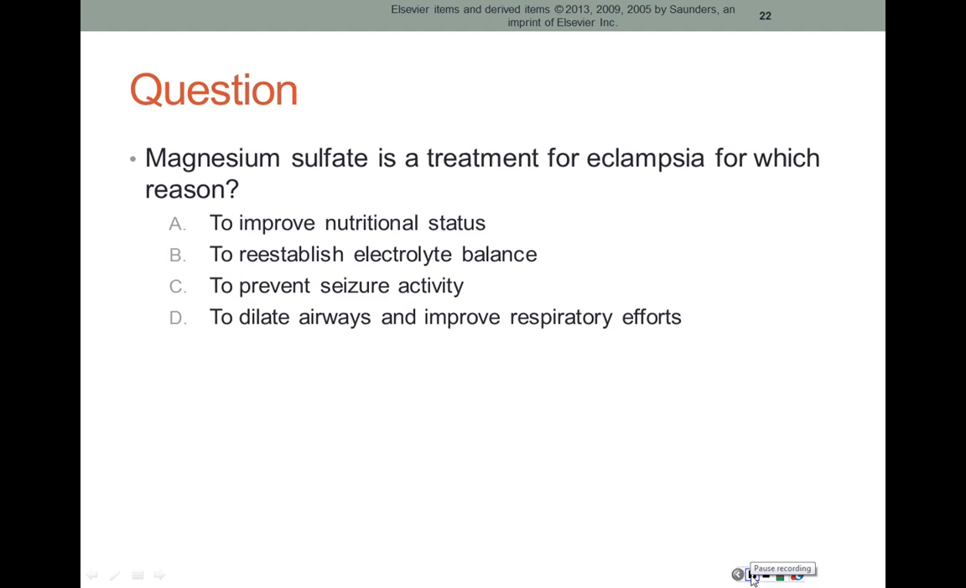Alright, so a question. Magnesium sulfate is a treatment for eclampsia for what reason? To improve nutritional status, to reestablish electrolyte balance, to prevent seizure activity, or to dilate airways and improve respiratory efforts? The correct answer is C. We use this to prevent seizure activity.